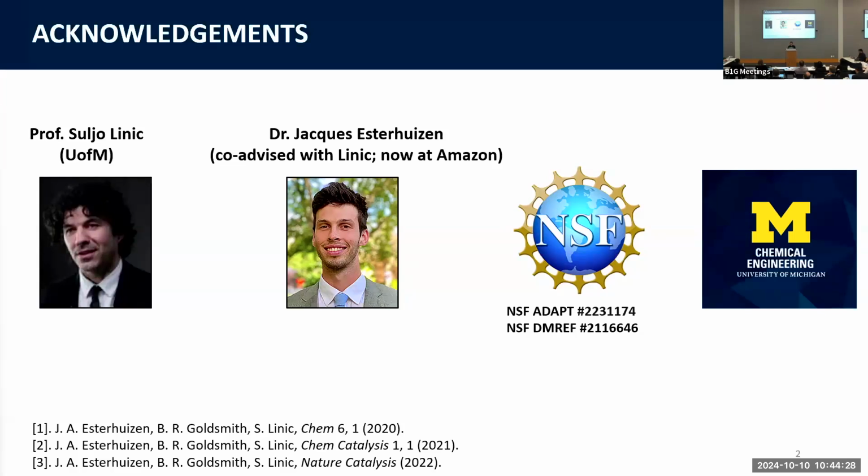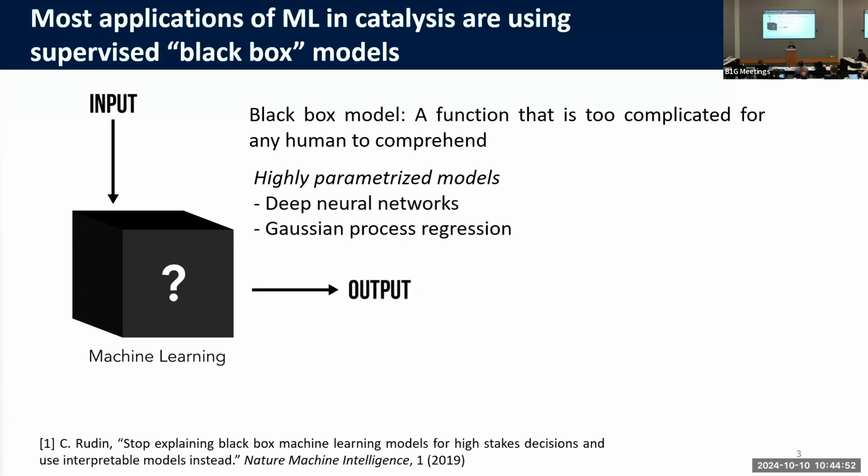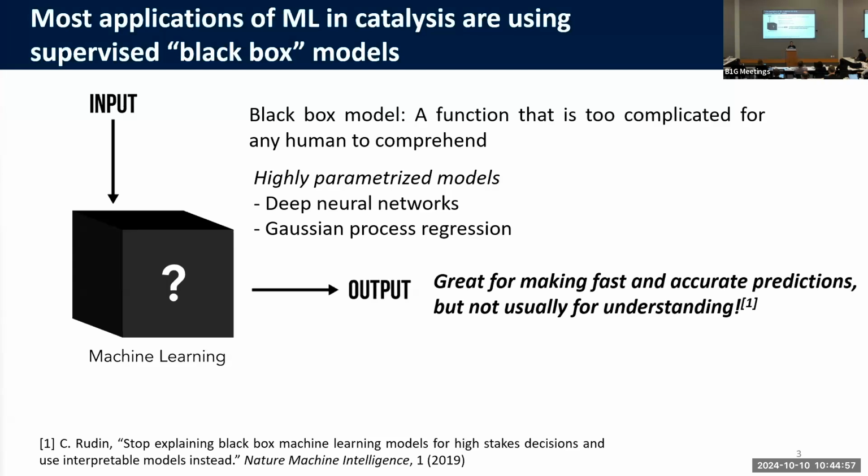Let's begin. I think it's safe to say that most applications of machine learning in catalysis are using these large black box models, and for good reason. They can be very accurate. You have an input and then an output. Some of these models are proprietary. Sometimes they're just too complicated for a human to understand the inner workings. That's what I mean by black box. These may be deep neural nets, Gaussian process regressors. Again, great for making fast and accurate predictions, but not always for understanding.